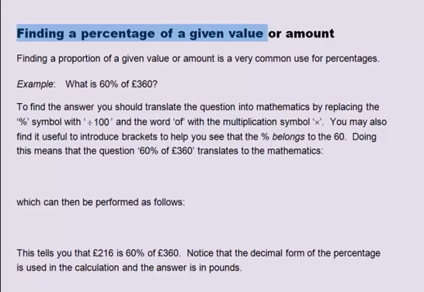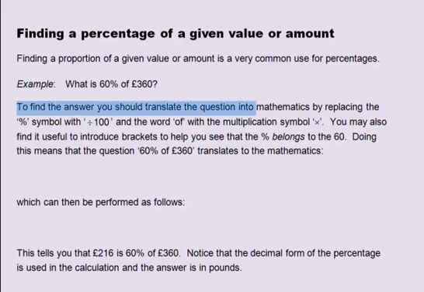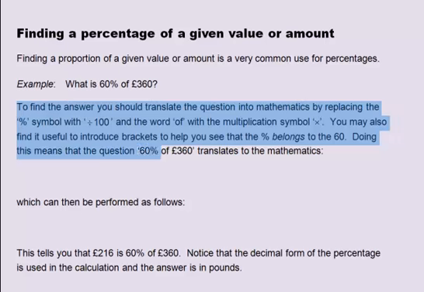Finding a percentage of a given value or amount. Finding a proportion of a given value or amount is a very common use for percentages. Example: what is 60% of £360? To find the answer, you should translate the question into mathematics by replacing the percentage symbol with divide by 100 and the word of with the multiplication symbol. You may also find it useful to introduce brackets to help you see that the percentage belongs to the 60. Doing this means that the question 60% of £360 translates into mathematics.